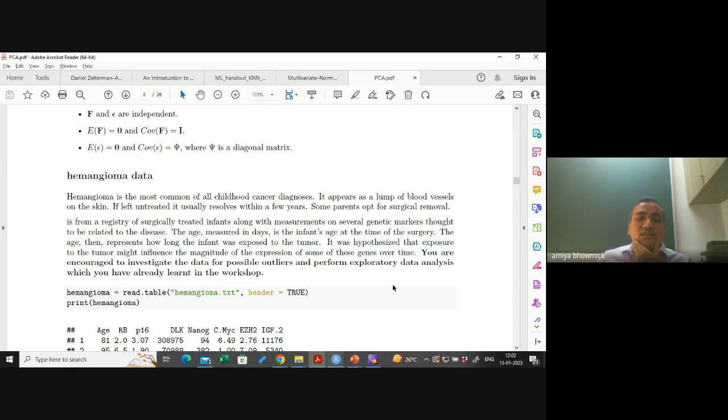But when you're talking about data analysis, unless we get our hands dirty, it is impossible. The lecture alone is not going to help us. The data is provided to you, so investigate the data for possible outliers. You all know what outliers are, and perform some exploratory data analysis, which we have already learned in the workshop. This is an important connection. Whether after removing the outliers you get the same result or not, you need to check.